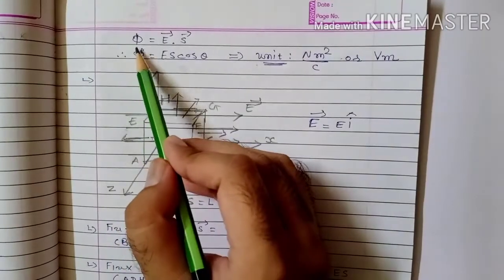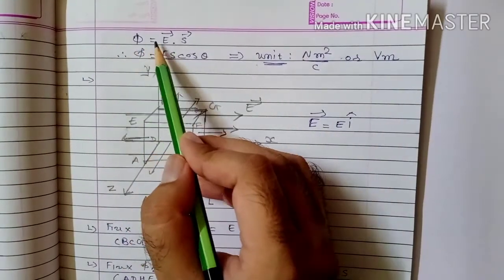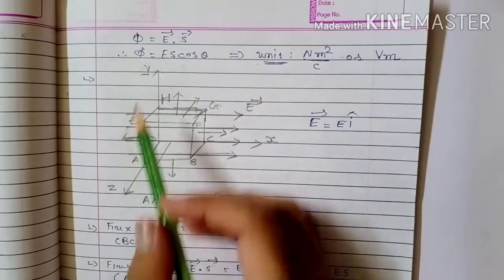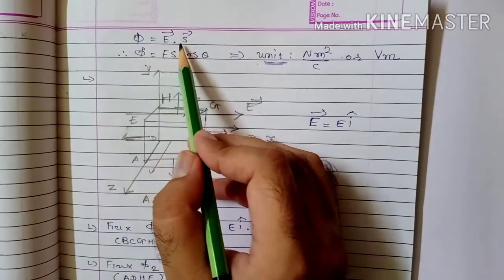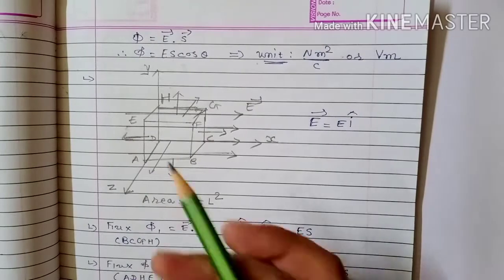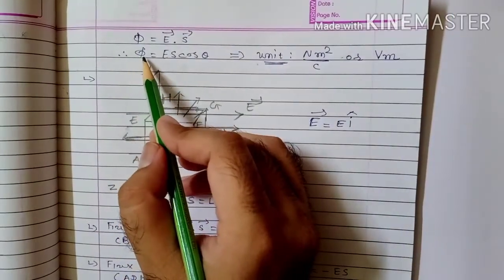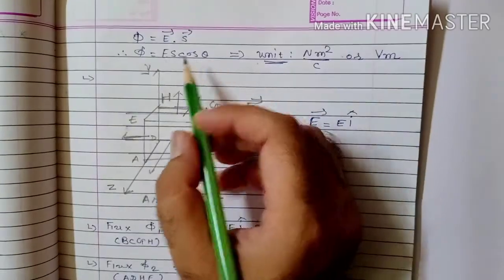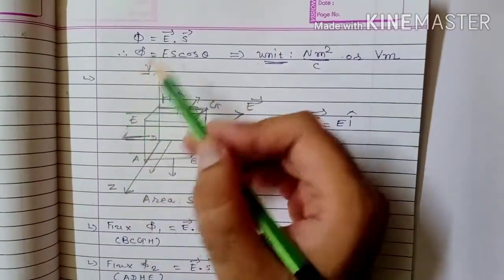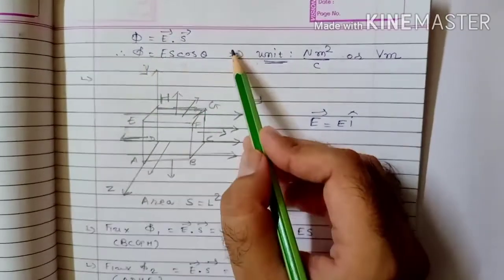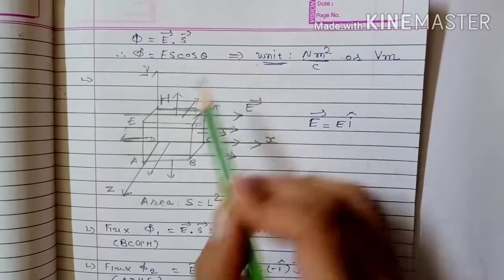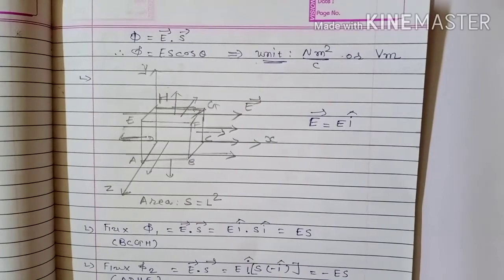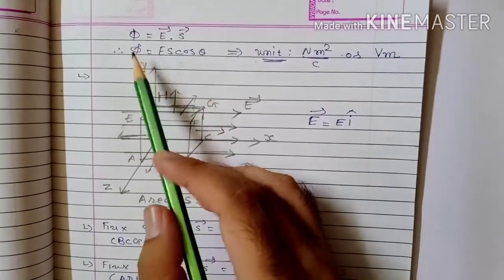According to this definition, electric flux is represented as the scalar product of electric field and area vector. Flux phi is equal to E vector dot S vector. When we remove the dot, then the formula can be written as flux phi is equal to ES cos theta. As this angle theta varies, the electric flux also changes. So for different orientations of the surface, the electric flux, that is the number of electric field lines passing through the surface, will be different.